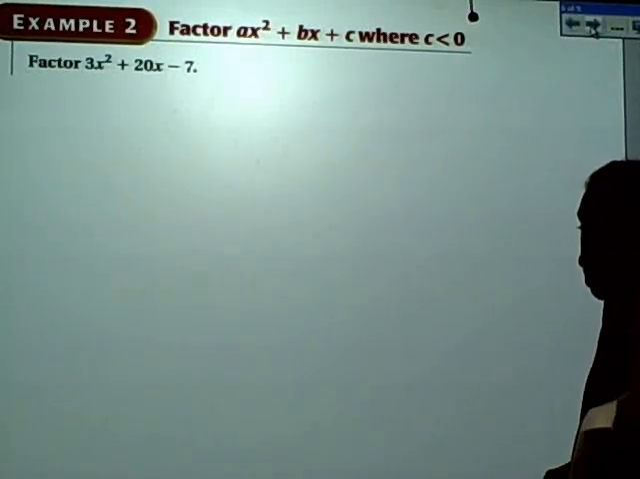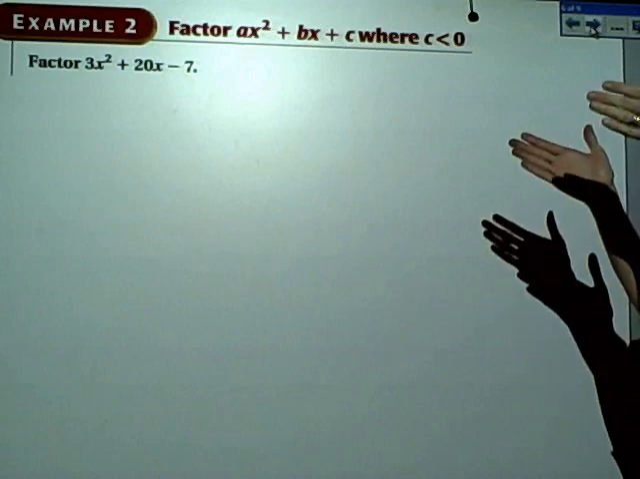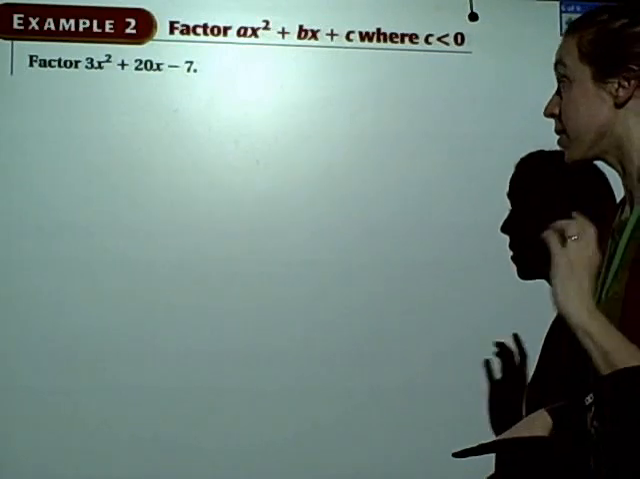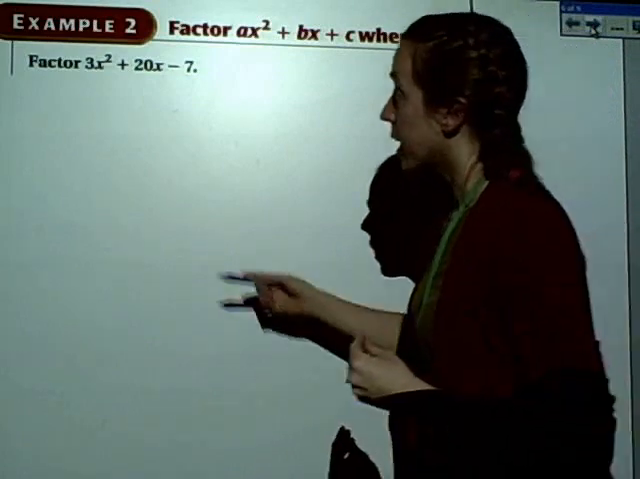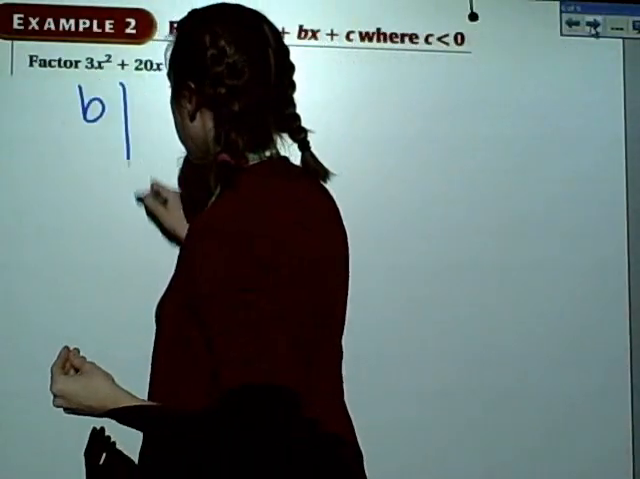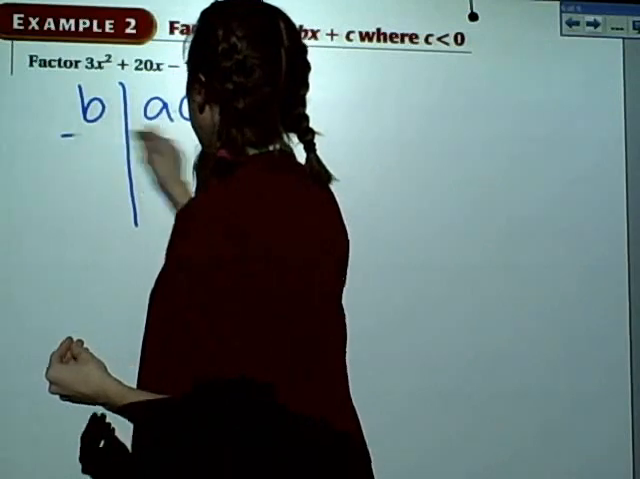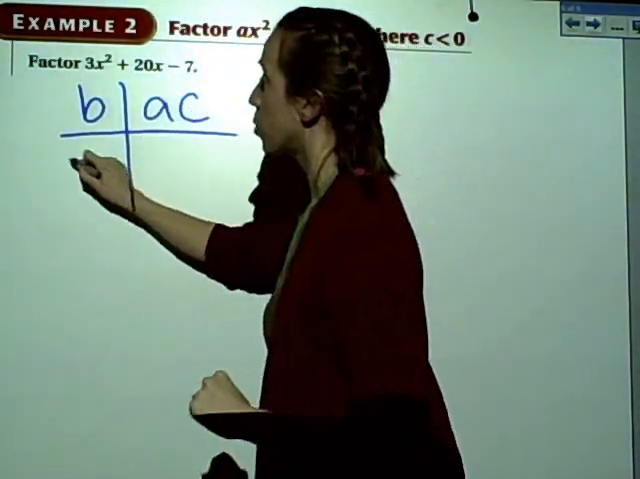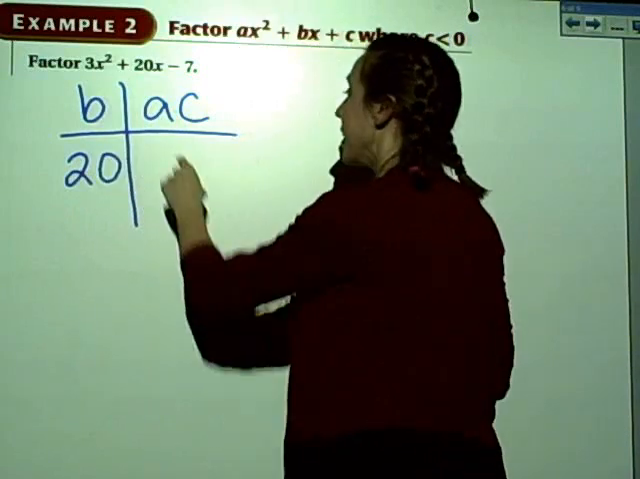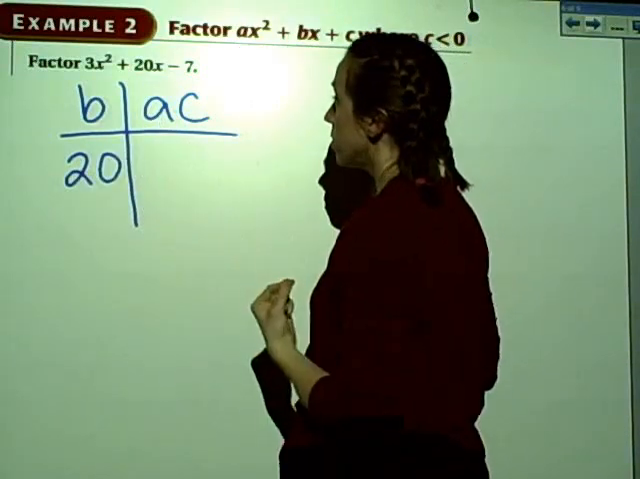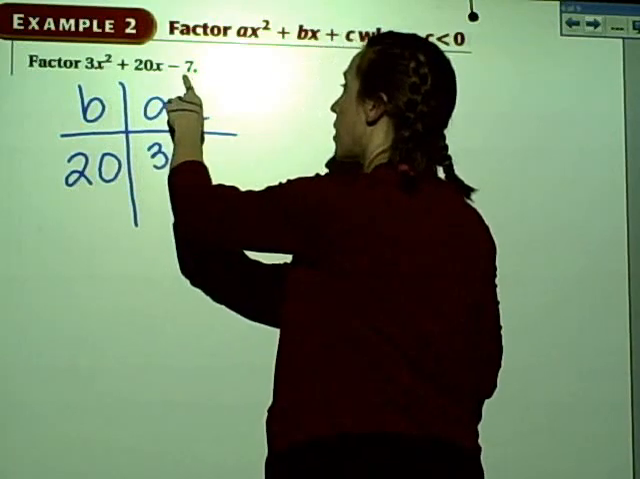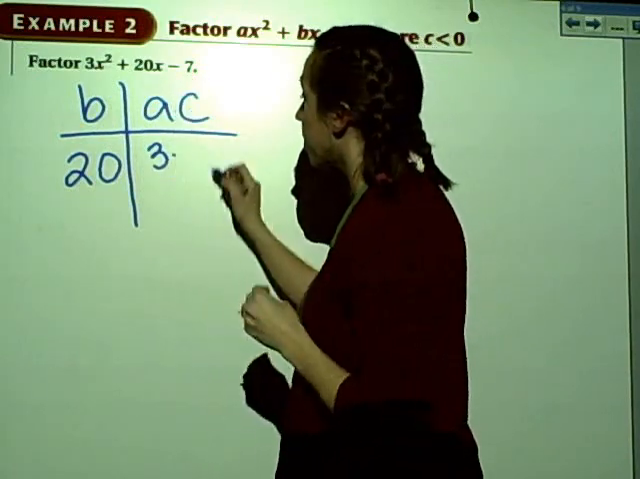Okay, so I told you guys we were going to do another example, right? Here we go. We have a coefficient in front of x squared that is not 1, it's a 3. So we're going to use that VAC chart. To find the b value, I look at what number's in front of x. I see a 20. To find a times c, I multiply whatever number's in front of x squared by whatever your constant is. Got to be careful of that negative.